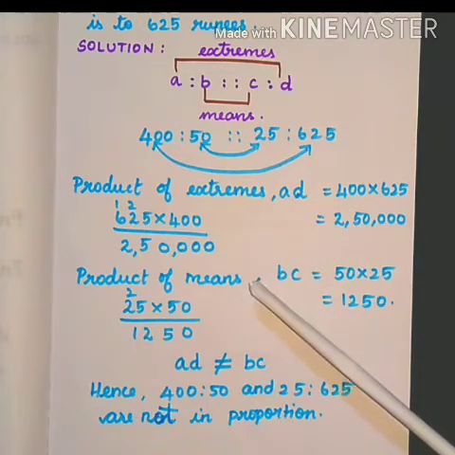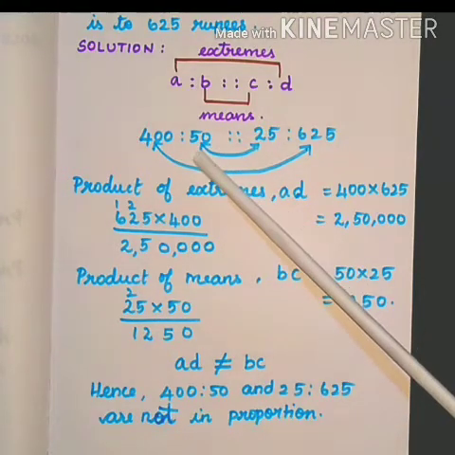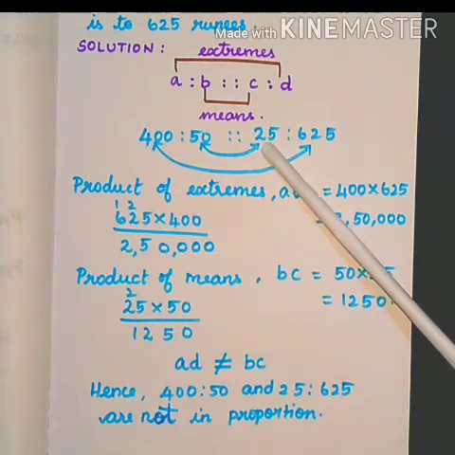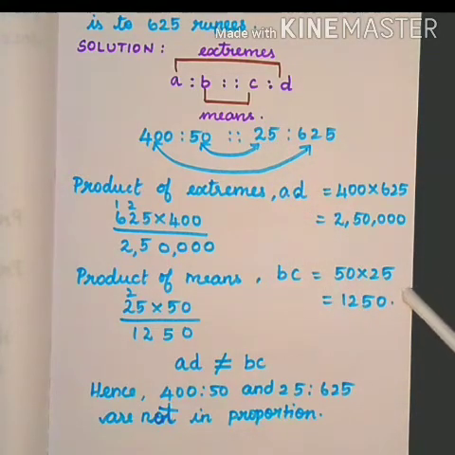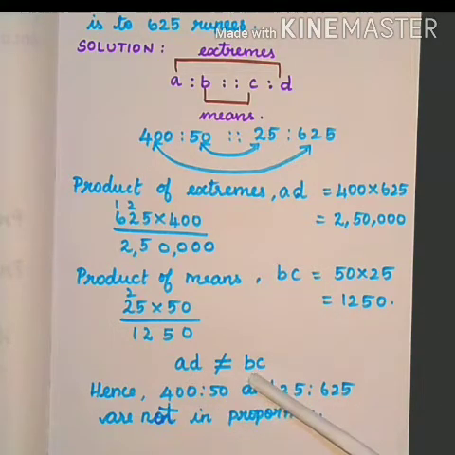And then you have to find the product of means. That is B into C. Here the B value is 50 and the C value is 25. 50 into 25 is 1250. Here AD value is not equal to BC because AD value is 2,50,000, BC value is 1250. So AD is not equal to BC. Hence 400 is to 50 and 25 is to 625 are not in proportion.